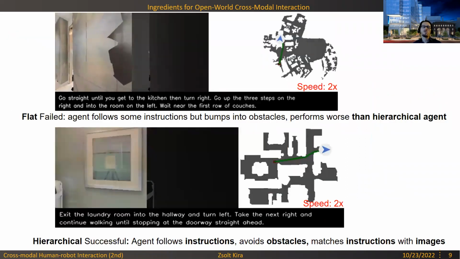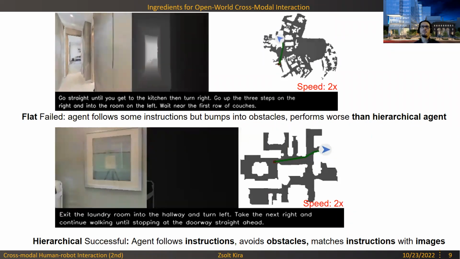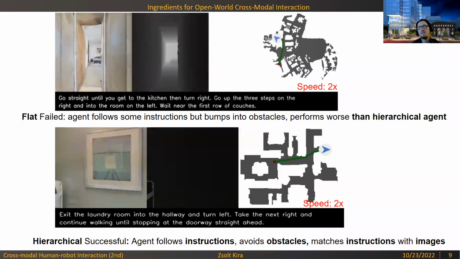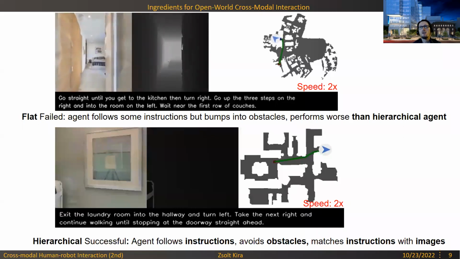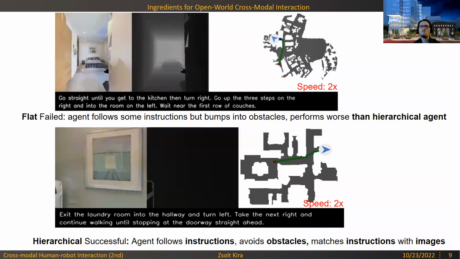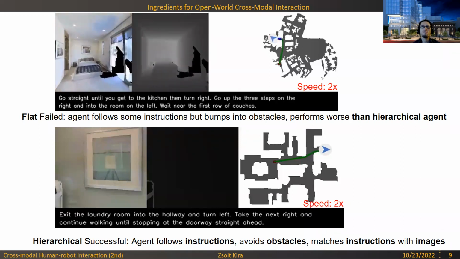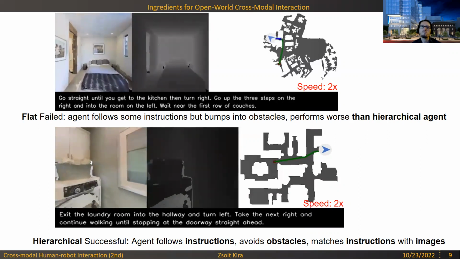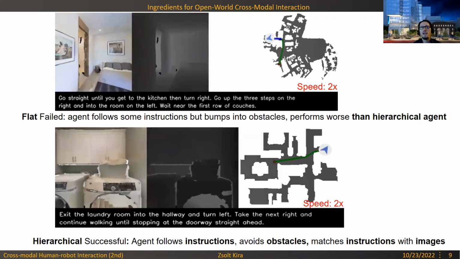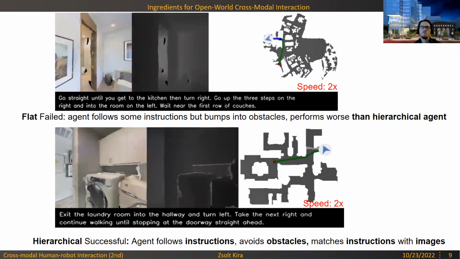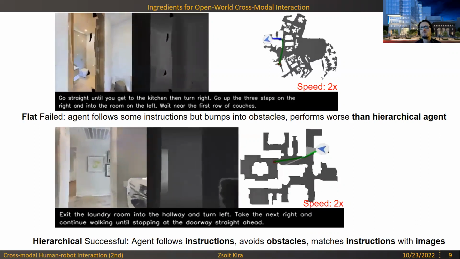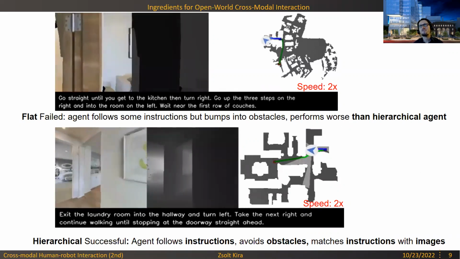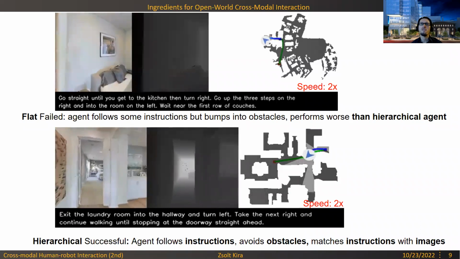Here are some examples showing failure modes. For example, the flat architecture that did not have this hierarchical agent tends to bump into obstacles and things like that, which is much more problematic, obviously, when enacting a continuous control formulation, whereas the hierarchical method is able to really avoid these obstacles, squeeze through doorways, and so on. Of course, it's not perfect still. It still has failure cases, but it does much better than a flat policy.